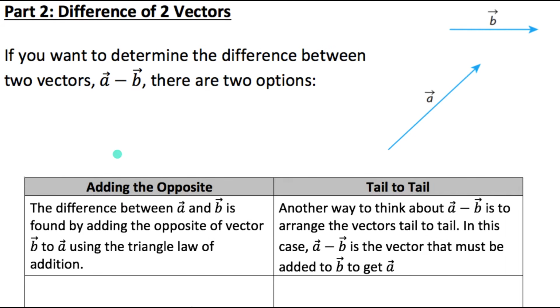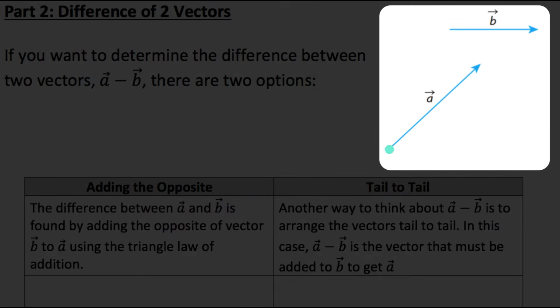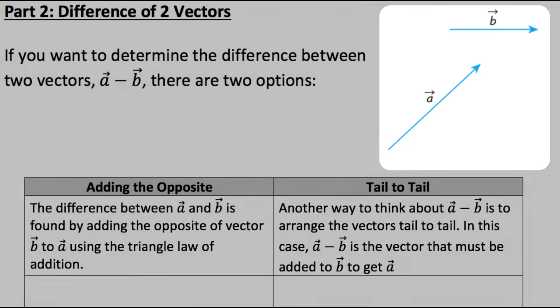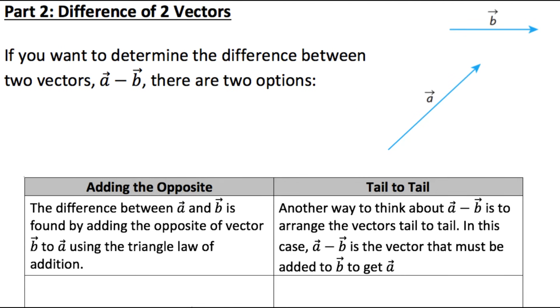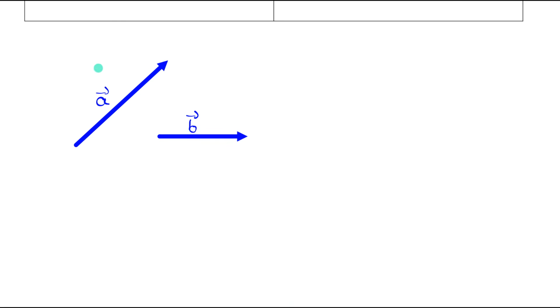So if my goal is to figure out vector A minus vector B, and over here I see vector A and vector B, let me just redraw them below so that I can translate them. Okay, here we go. I've redrawn vector A and vector B, and keep in mind my goal is to figure out what is vector A minus vector B. And there's two ways to do this. Let me explain to you the adding the opposite way first. So I'll demonstrate it, and then I'll go back up and read the definition to you.